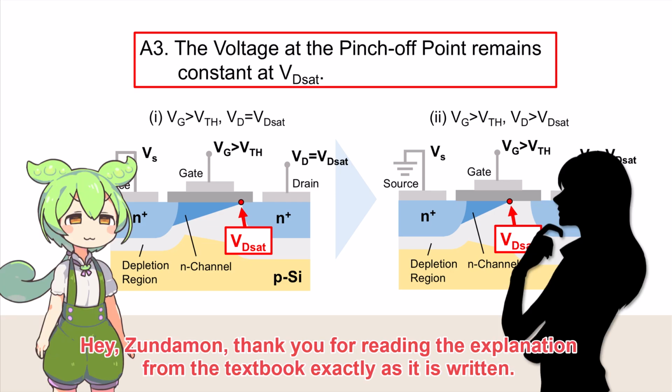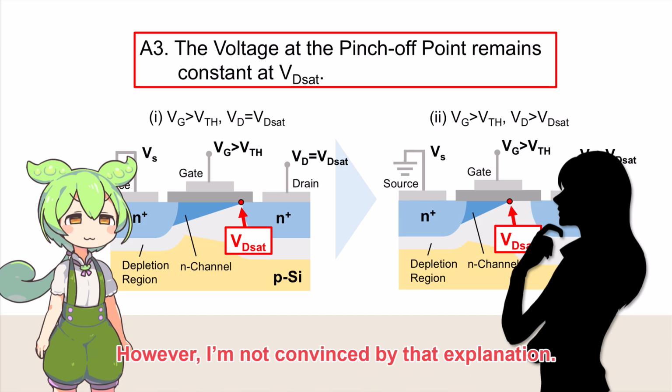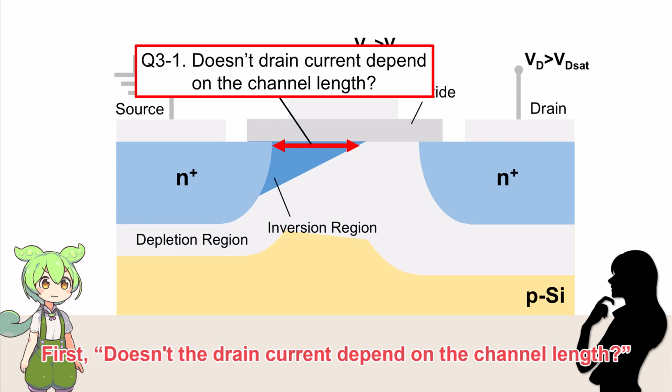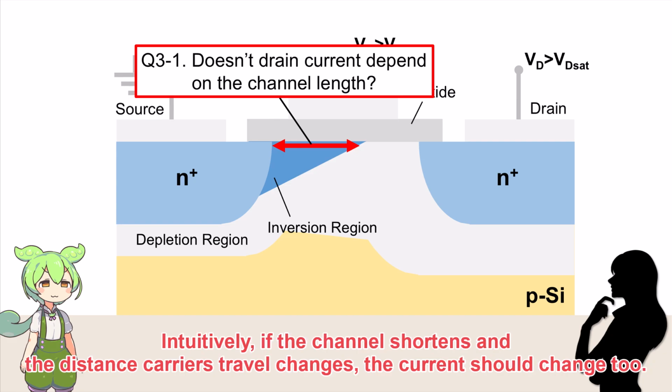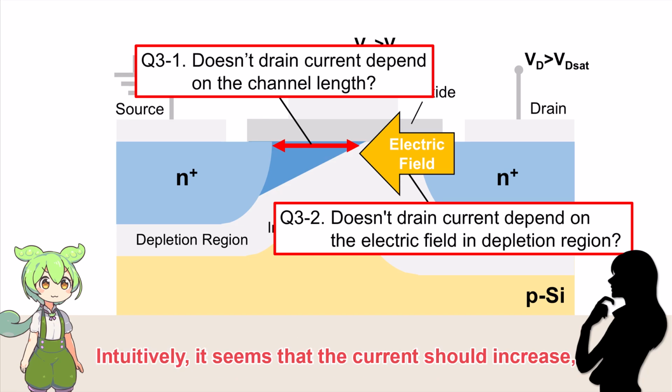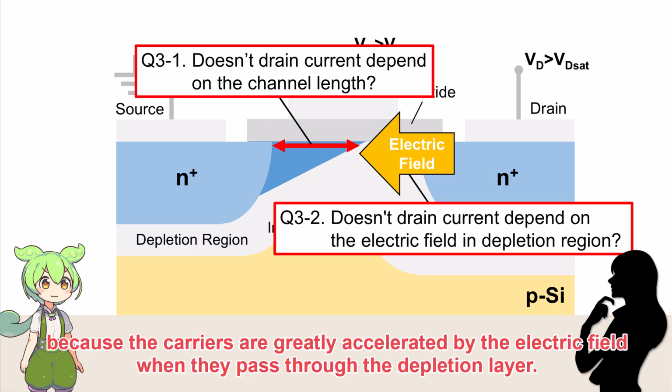Hey, Zundamon, thank you for reading the explanation from the textbook exactly as it is written. However, I'm not convinced by that explanation. I have two questions. First, doesn't the drain current depend on the channel length? Intuitively, if the channel shortens and the distance carriers travel changes, the current should change too. Second, doesn't the drain current depend on the electric field in the depletion region? Intuitively, it seems that the current should increase because the carriers are greatly accelerated by the electric field when they pass through the depletion layer.